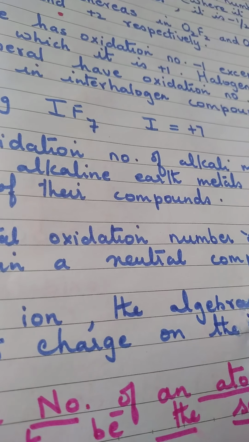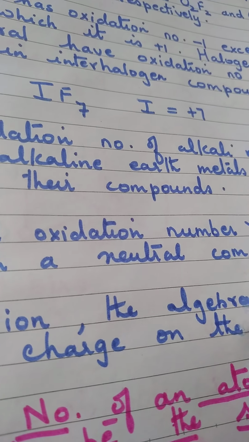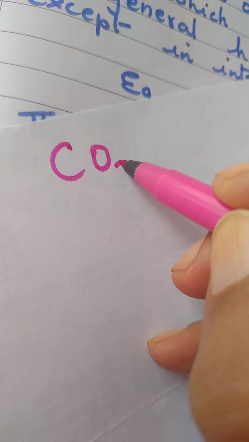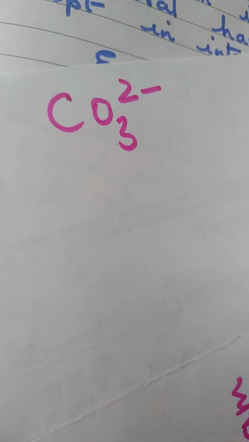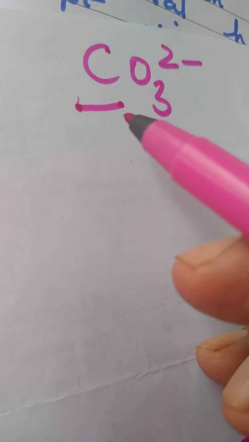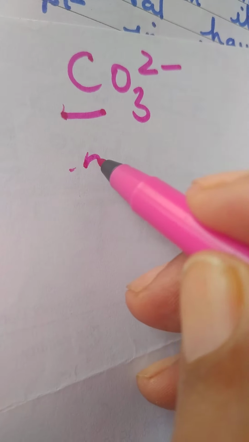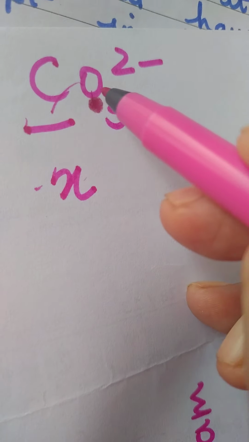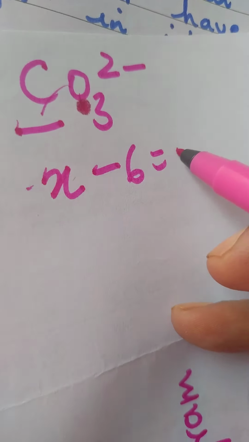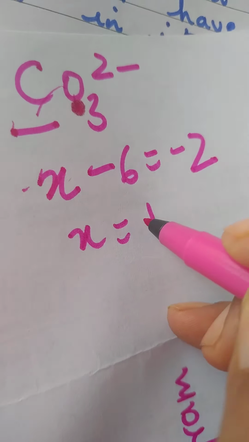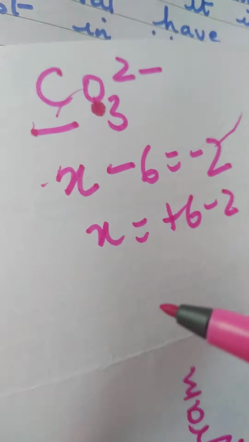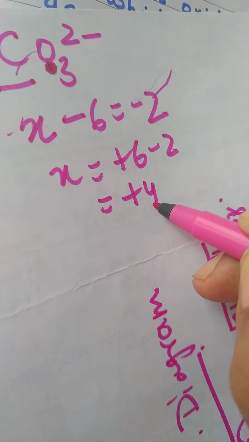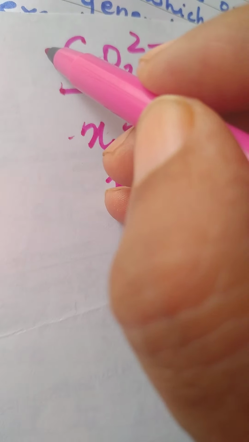For example, if we have the carbonate ion, CO3 2-, now I will teach you also how to calculate. Suppose I don't know the oxidation number of carbon. I will take carbon as X. Oxygen, each atom will be -2. So -2 into 3 is -6, so X - 6 = -2, or X = +6 - 2, which is equal to +4. So here carbon is going to be +4.